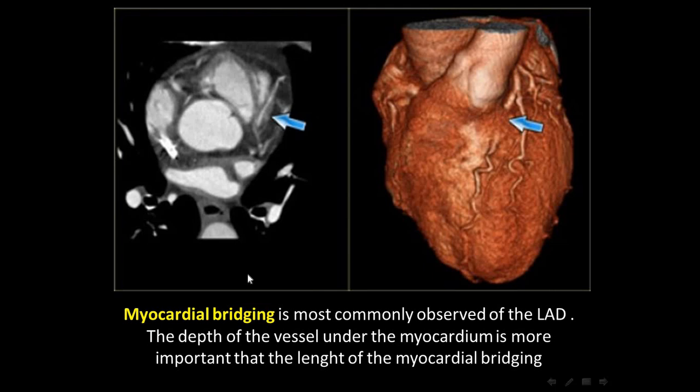Here, this is a case of myocardial bridging. This is an axial view. This is a 3D reconstruction. Here, the left anterior descending is running within the myocardium, deep in the myocardium. So it's susceptible to compression during contraction.